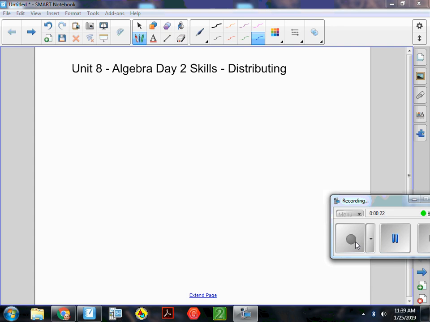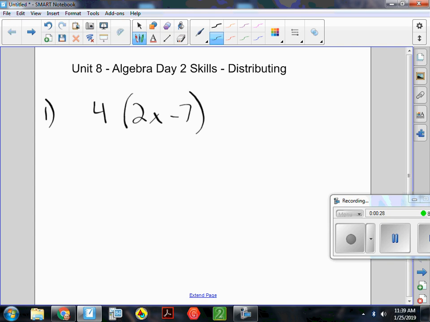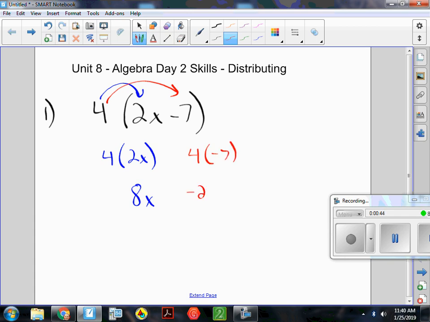last year. So example 1, in its most basic form, if I am distributing, I'm taking the number outside the parentheses and multiplying it by each number inside. So this becomes 4 times 2x, which is 8x. And then I do 4 times negative 7. 4 times negative 7 is negative 28. And so my final answer as a distributed problem, expanded out, is 8x minus 28.